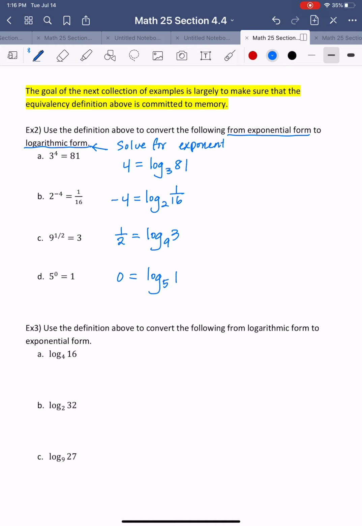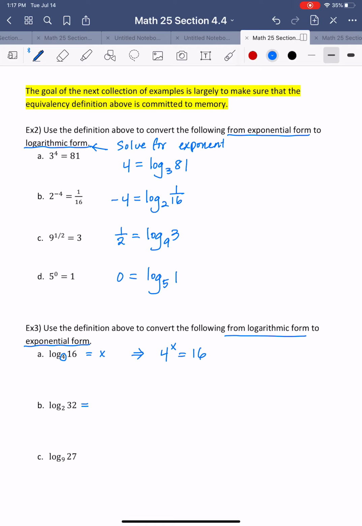Okay, and then the next example: use the definition above to convert the following from the logarithmic form to the exponential form. So in order to get an exponential form, let's say this is equal to x. In order to convert that, we need to find the base first. The base is always next to the log, so put the 4, and the other side of the log is always an exponent, equal to 16.